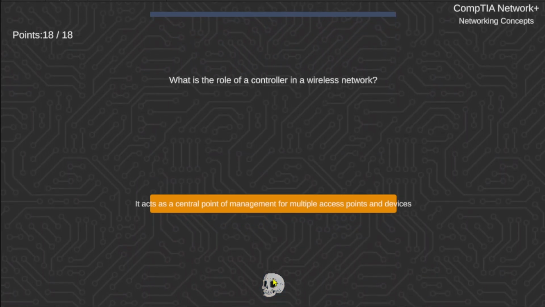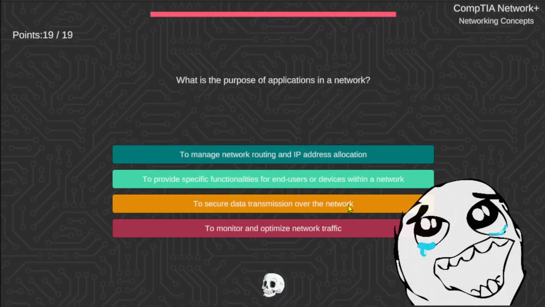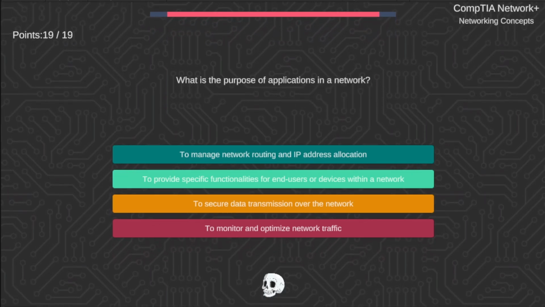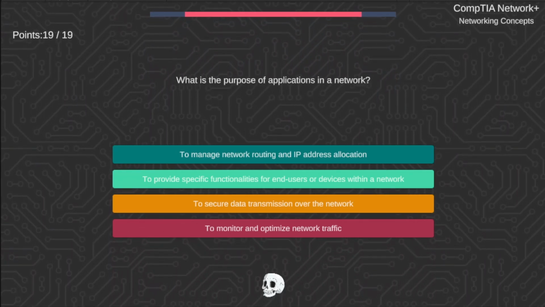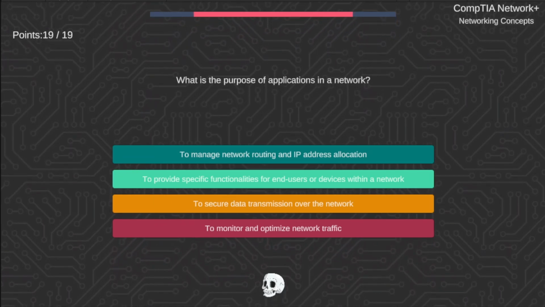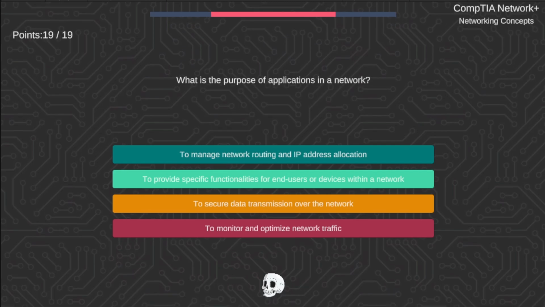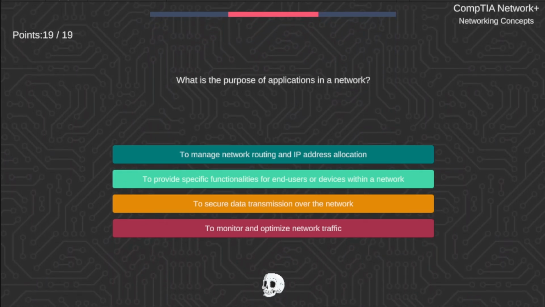Correct answer is it acts as a central point of management for multiple access points and devices. What is the purpose of applications in a network? To manage network routing and IP address allocation, to provide specific functionalities for end users or devices within a network, to secure data transmission over the network, or to monitor and optimize network traffic. The purpose of applications in a network.